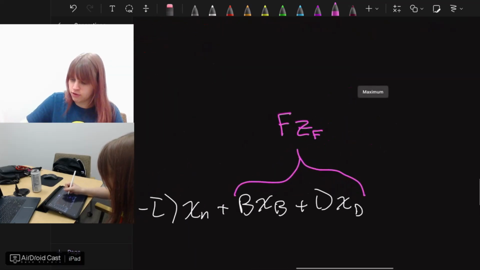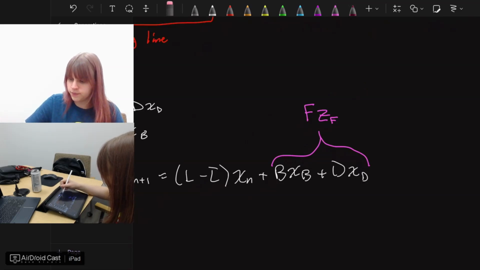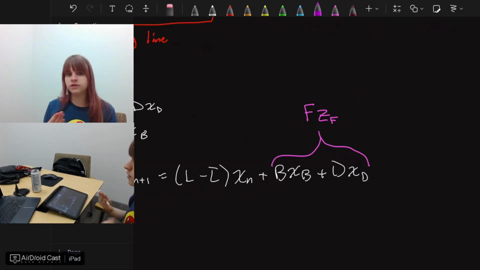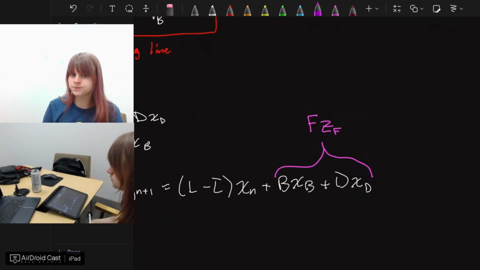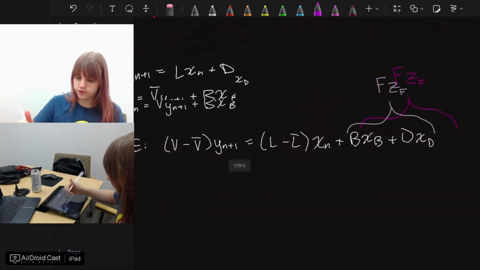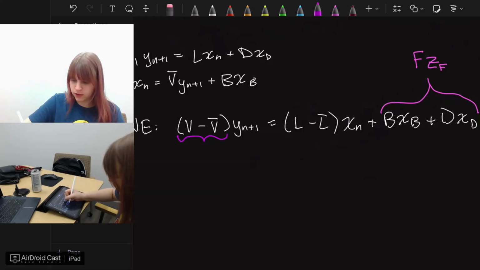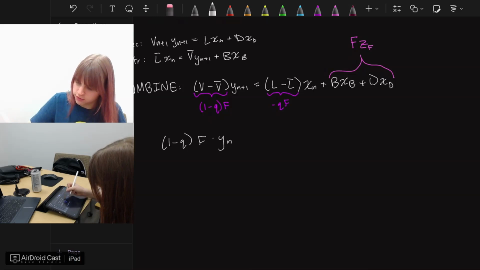I just use Z rather than X or Y because it's just defining the composition, not of the liquid or the vapor specifically, but just the general composition of the more volatile component. And then this F would just be the flow of the feed. We also define this V minus V̄ as being 1 minus Q times the feed, 1 minus Q times F. I'll just write this out really quick.